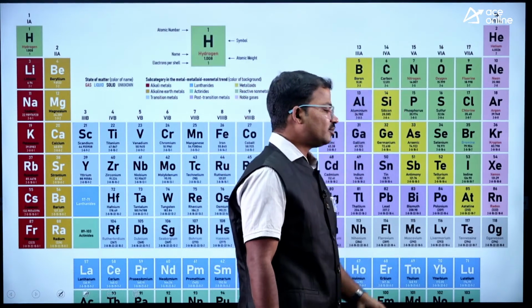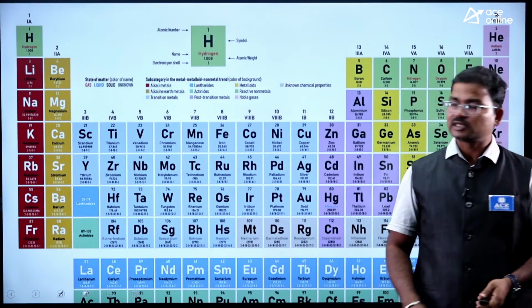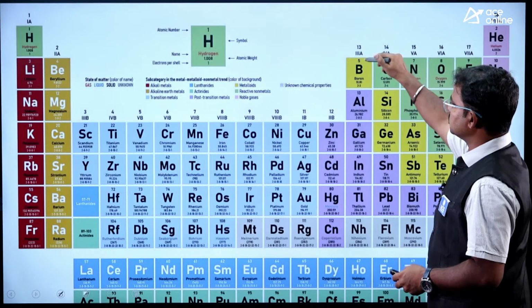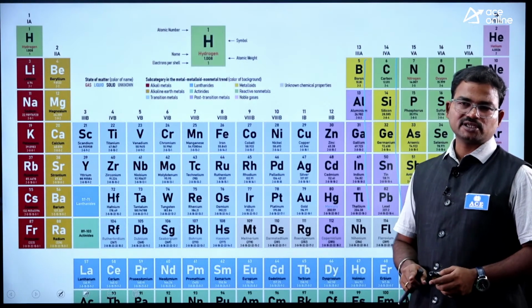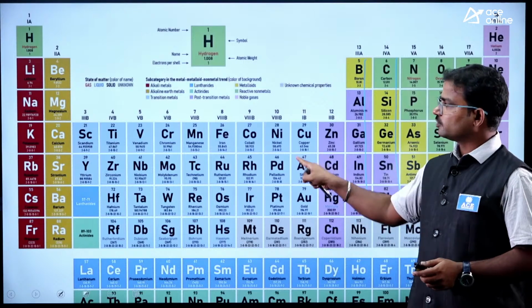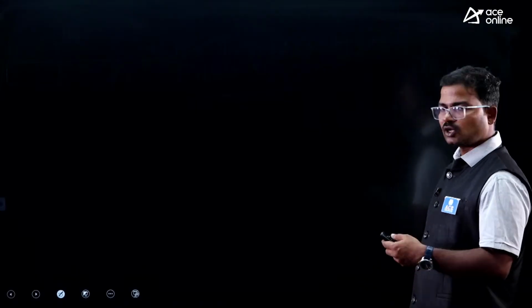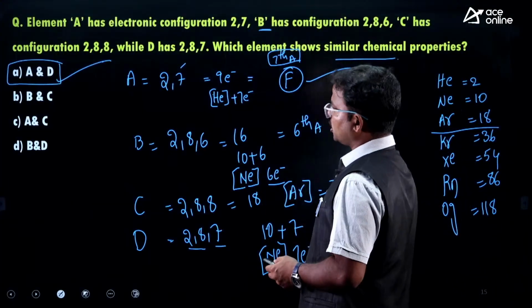That's why you have to learn almost all these things by heart. It's very easy. It is definitely helpful for your examination, especially in RRB JE. You can get at least 3 questions from this periodic table point of view, directly or indirectly. So finally, the conclusion is option A.